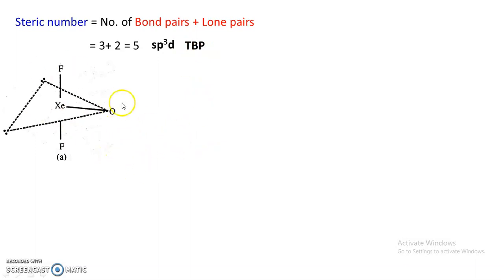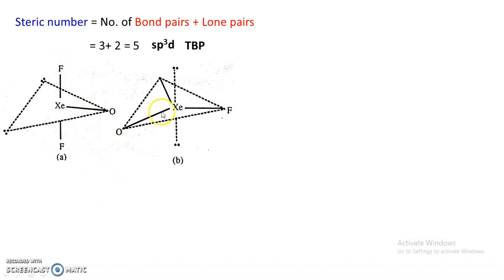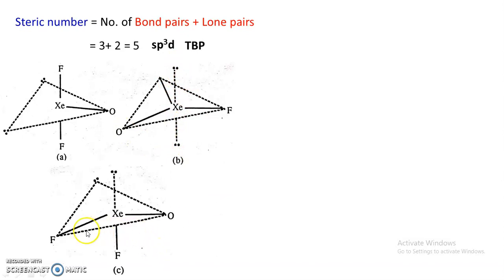Now these are the possible structures for xenon oxodifluoride, that is trigonal bipyramidal. This is one possibility where 2 lone pairs and oxygen occupy the equatorial position and the fluorine atoms occupy the axial positions. Another possibility is 2 fluorines and oxygen occupy the equatorial position and the lone pairs occupy the axial positions. And the third possibility is fluorine, oxygen and 1 lone pair occupy the equatorial position, and 1 lone pair and fluorine occupy the axial positions.